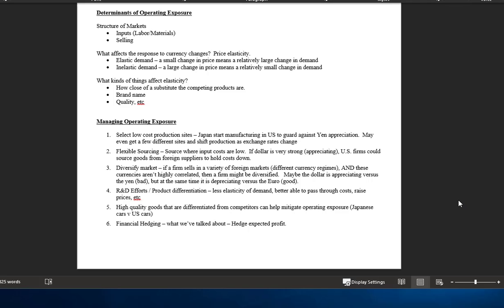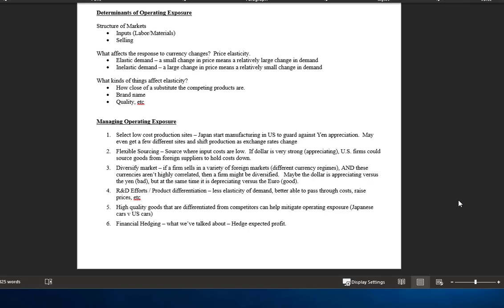If they can put everything in the U.S., the sales and the costs, now they've kind of built a natural hedge, and the only thing that they're exposed to is the profits that they're repatriating, and that was the very first example we looked at. And in this further example, they might even get a few different sites and shift production as exchange rates change.